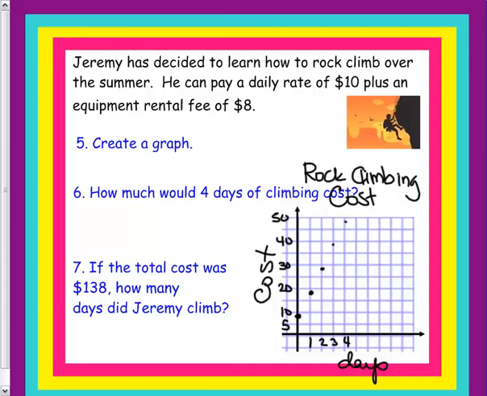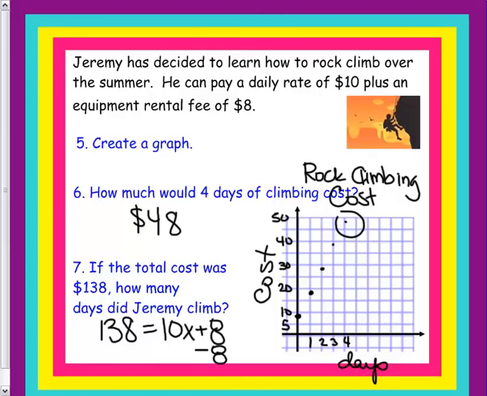So at 4 days of rock climbing, he would pay $48. If the total cost was $138, how many days did Jeremy climb? We can plug in that 138 into the equation. Y equals our 10x plus 8, and we can solve. By taking 8 away on both sides, I know that he spent not on the equipment fee, but on just the days $130, which means if I divide that by 10, he would have gone 13 days.